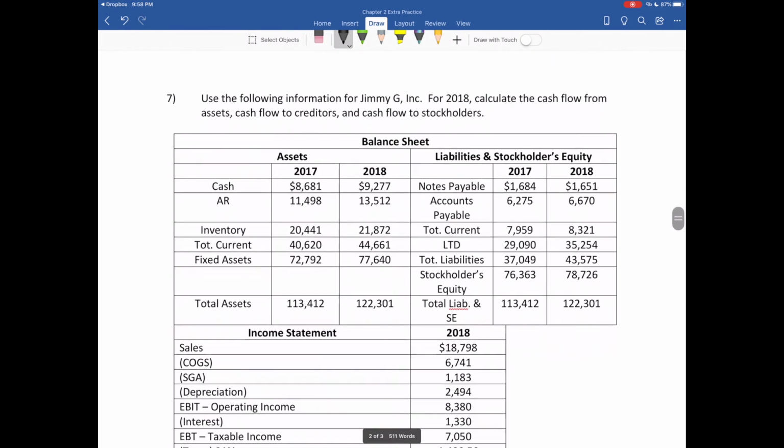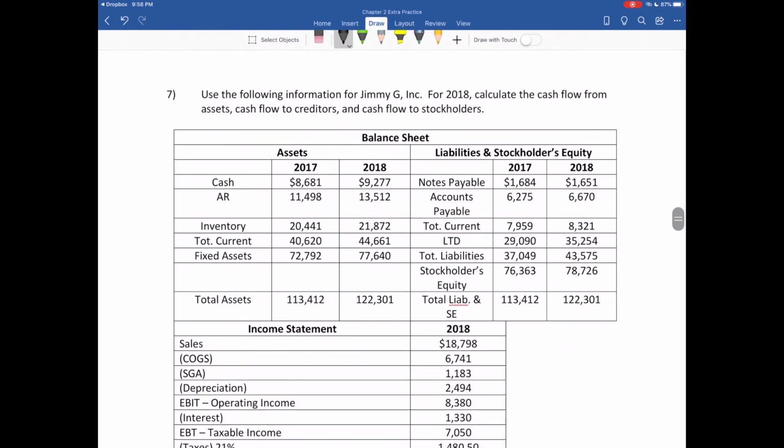So number 7, very similar to the problem that we did at the end of the Chapter 2 handout. I think it might be best here to give you the answers to this and then let you work through it on your own, and let me know if you have any questions about this particular problem. One thing that I do want to point out is notice that stockholders' equity is not broken down into common stock and paid in surplus. It actually has just stockholders' equity. So what we have here is common stock.